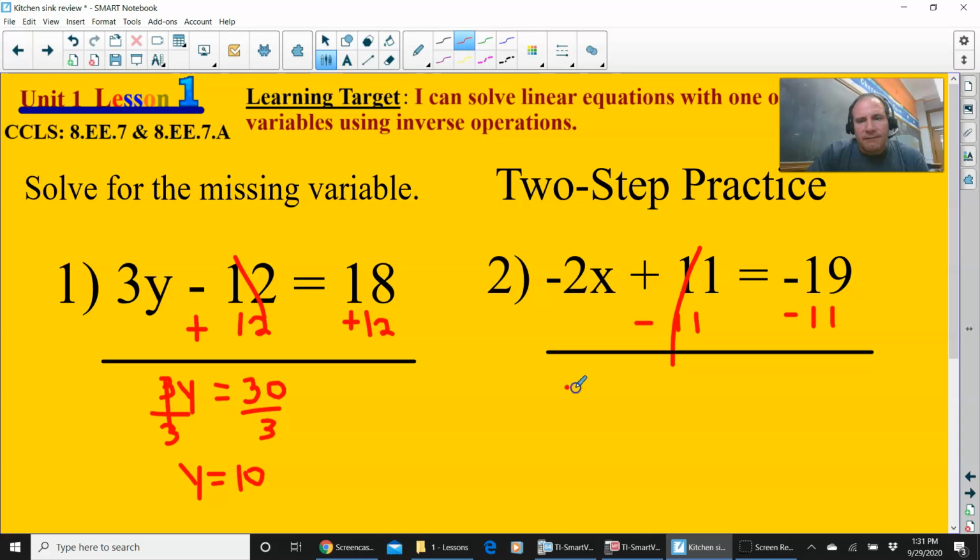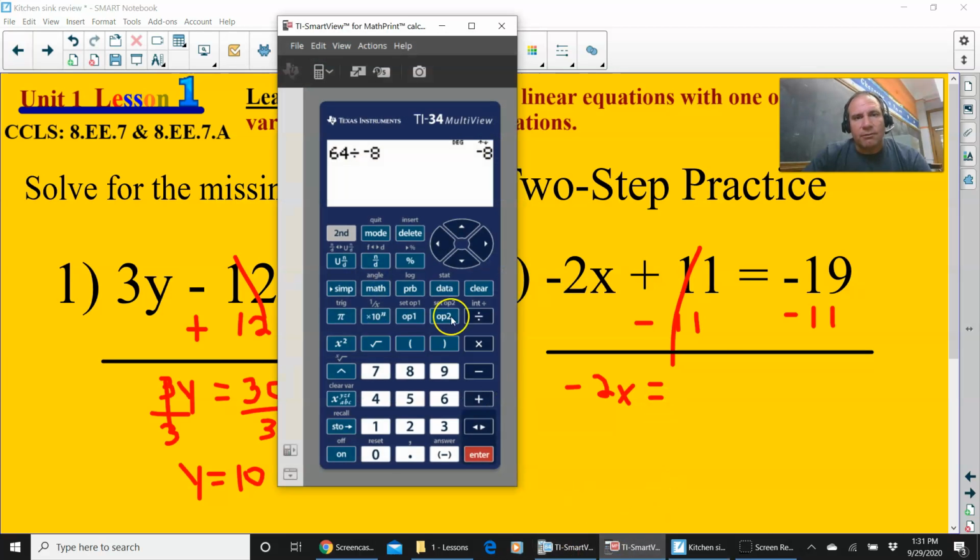And we have negative 2x equals, and I'm going to stop here and say, all right, a lot of people make mistakes with this, but I am going to take the calculator out, and I'm going to put negative 19 minus 11. And that's exactly what this says. Enter negative 30.